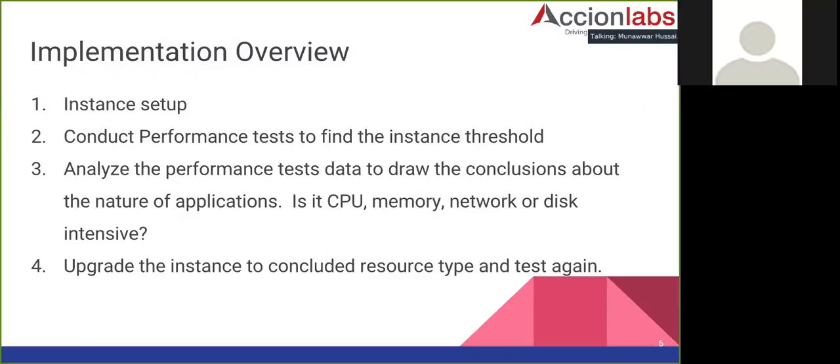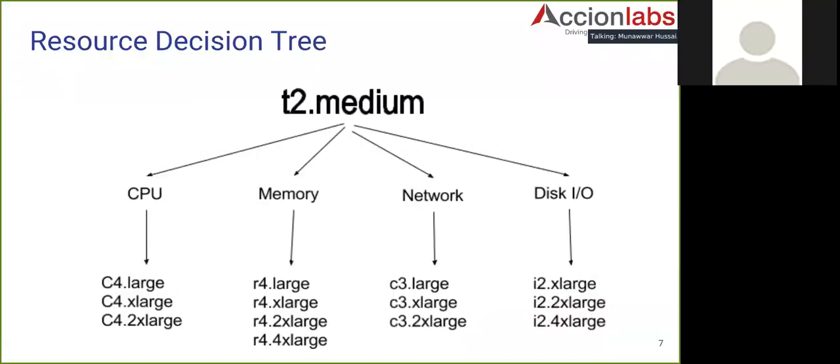Then it upgrades the resource based on the data which we have collected on that instance. We try to decide whether it is a CPU intensive application, memory intensive, or network intensive. Suppose the algorithm has concluded that it is a memory intensive application. Then based on that conclusion, we have a decision tree.